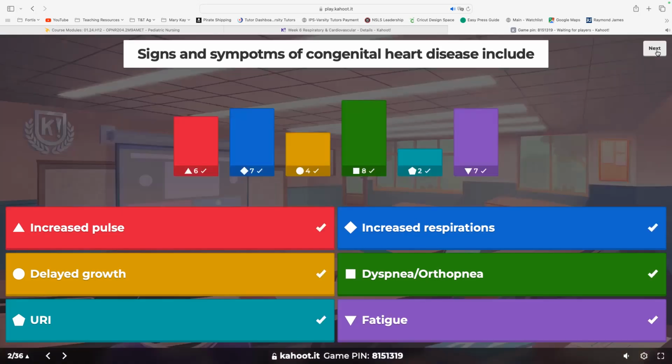Signs of congenital heart disease are going to be all of those. We're going to see increased pulse and respirations as we're trying to circulate blood. We're going to see delayed growth because all of our nutrition goes to supporting our respiratory and cardiovascular system. We're going to have difficulty breathing or dizziness on standing, fatigue, and we're going to be at high risk for upper respiratory infections.